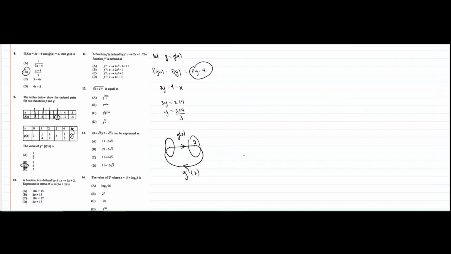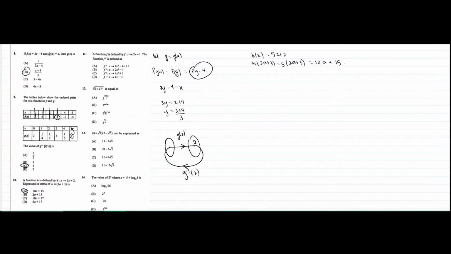A function h is defined, h of x is so by so, expressed in terms of h of 2a plus 3. Okay, so h of x is 5x plus 2. So h of 2a plus 3 is 5 into 2a plus 3, which is 10a plus 5 3s are 15. 10a plus 15a.